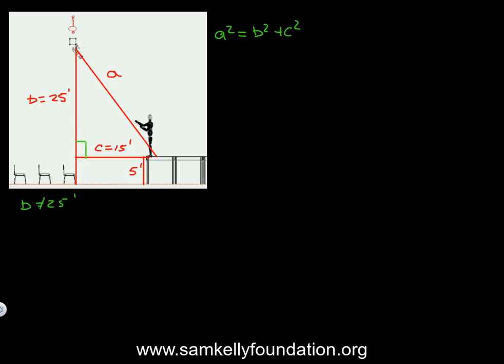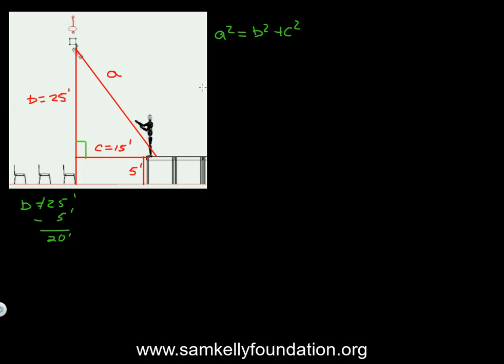It does not. Because remember, we're not lighting from the light to the ground, we're lighting from the light to the stage, that distance. So we need to subtract the 5 feet, which is the height of the stage. So B becomes 20 feet.